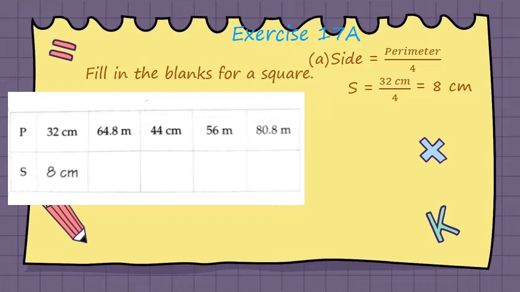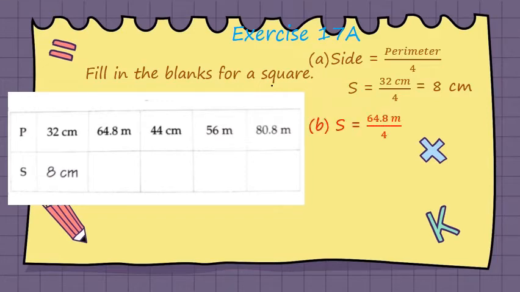We know that side is equal to perimeter divided by 4. So the perimeter in the first part is given equal to 32 centimeter. So what will be the side? 32 divided by 4 is equal to 8 centimeter. Now let's move to the next one.